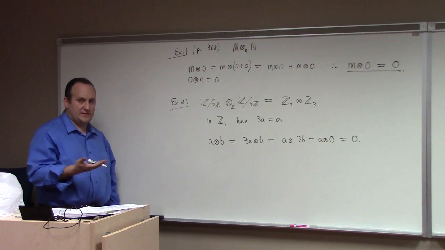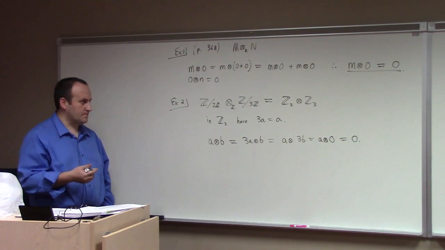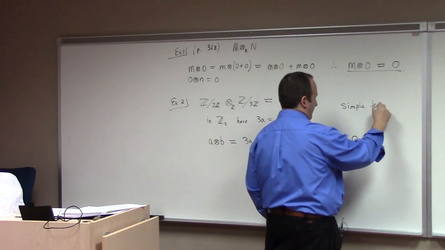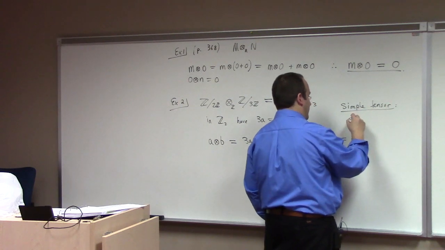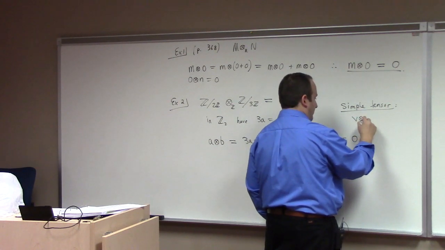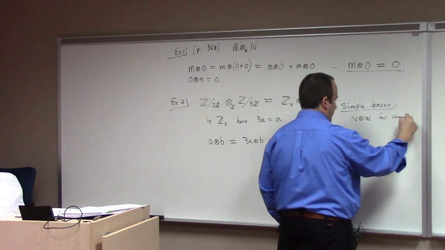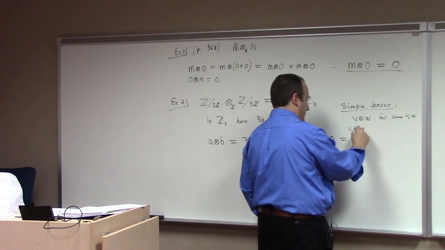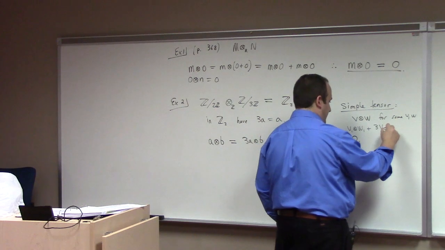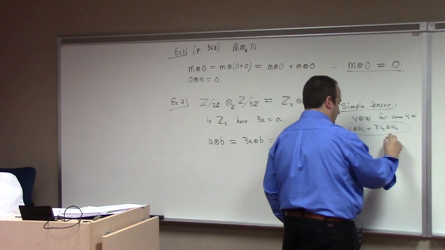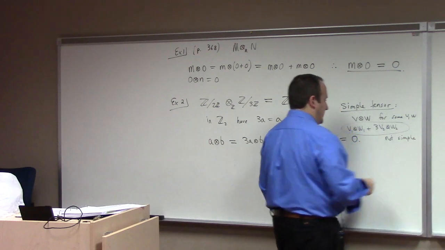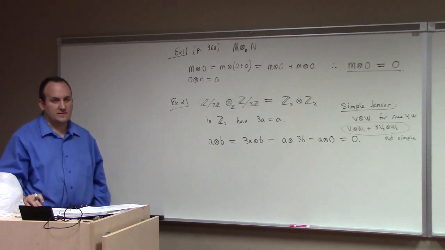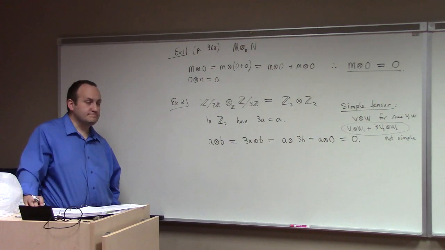simple tensor. By the way, what's a simple tensor? It has the form v tensor w, for some v and w. In contrast, if we had something like v1 tensor w1 plus 3 times v2 tensor w2, this one is not simple. A simple tensor can be written as the tensor product of just one thing with another thing. No addition.